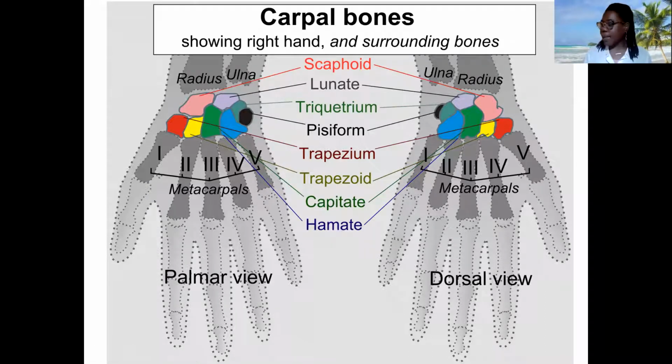A cool mnemonic that I have from my med school days that I even use to this day is "She looks too pretty, try to catch her." That has helped me memorize this when I was in school, so I think it may also be helpful for you. That's scaphoid, lunate, triquetrum, pisiform, trapezium, trapezoid, capitate, hamate. She looks too pretty, try to catch her.